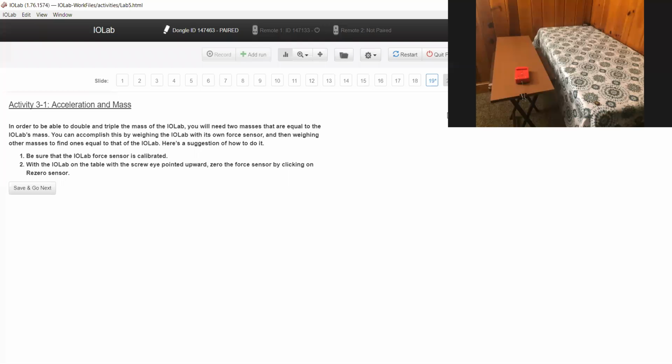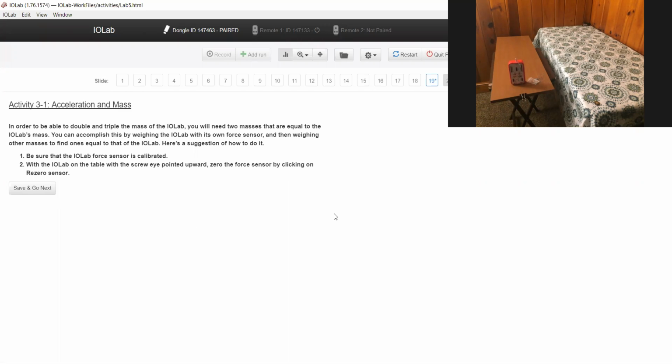Okay, we can follow the regular zeroing, sorry, calibration. You can calibrate the IOLab. So follow the instruction. Nothing should be measured, with the IOLab on the tabletop with the screw pointed upward, and there should be no force. Right now I have the coins from before, but there should be no force. So let me let it loose, and then we can click on re-zero the same.